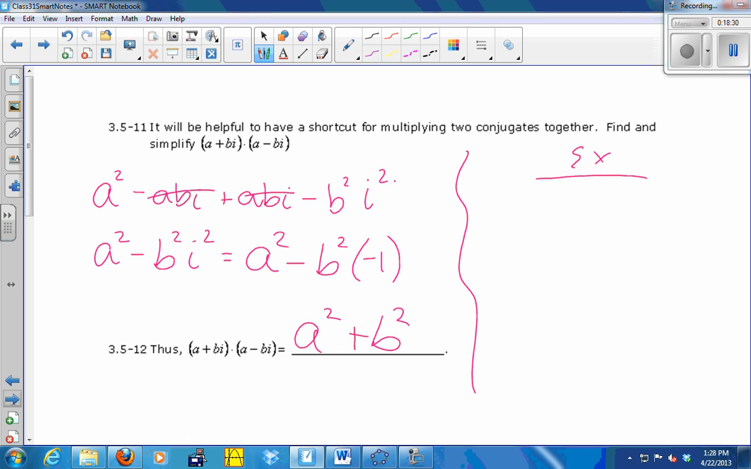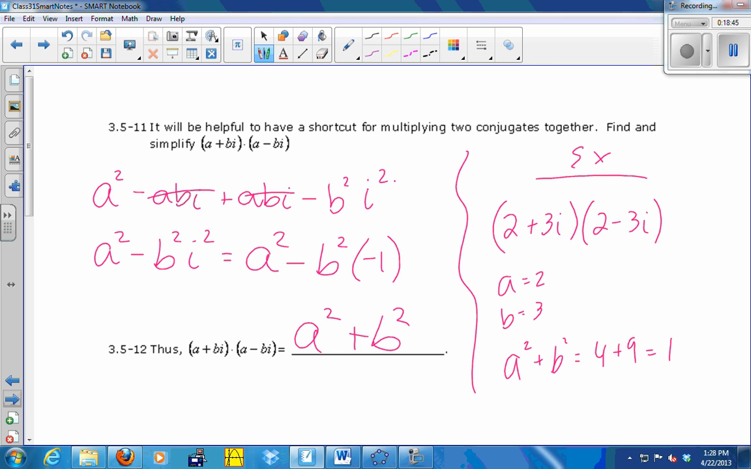So an example of using the shortcut, 2 plus 3i times 2 minus 3i. a is 2, b is 3. So a squared plus b squared is 4 plus 9, which is 13, which is what we got when we FOILed it all out. It's not important to memorize the shortcut. You can always FOIL it out if you forget, but it's just handy to have.